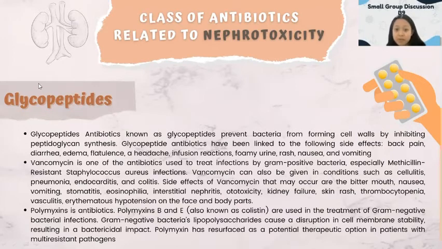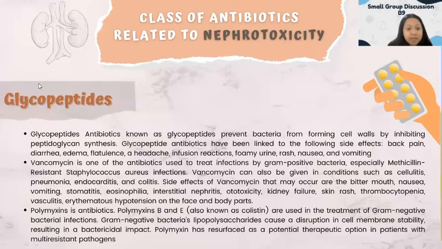Side effects of vancomycin that may occur are bitter mouth, nausea, vomiting, stomatitis, eosinophilia, interstitial nephritis, ototoxicity, kidney failure, skin rash, thrombocytopenia, vasculitis, erythematous hypotension on the face and body parts.